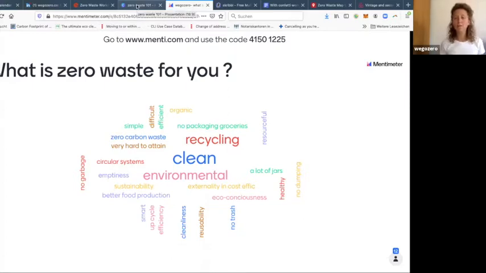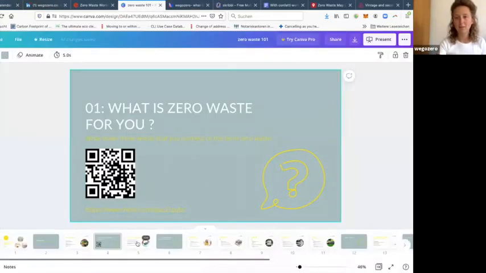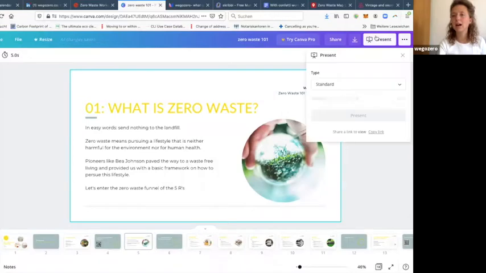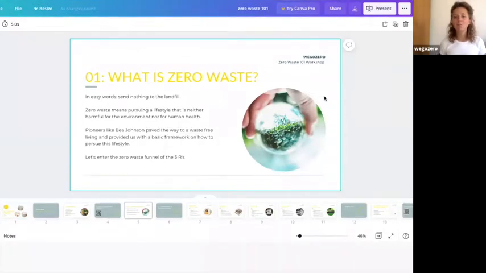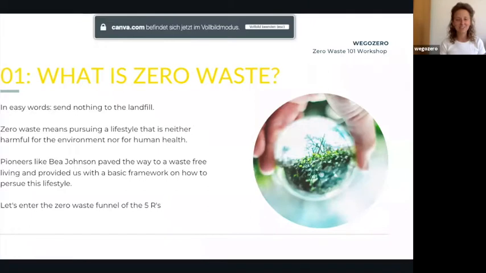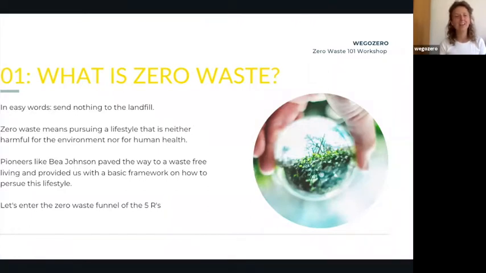Okay, so I think we have quite a good overview of what zero waste is already, but of course, I will give you my Miss Smarty Pants definition of what zero waste is. In very easy words, for me, the best definition or the easiest definition to explain what zero waste is, is to send nothing to the landfill. Sending nothing to the landfill. This is hard to imagine in today's world where we throw away so much, but it's possible.